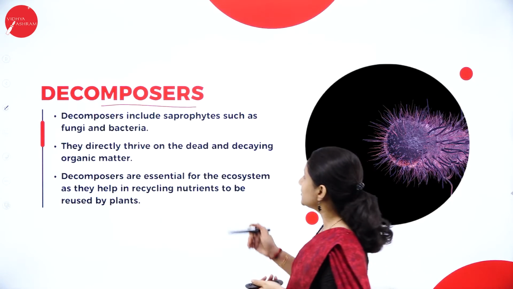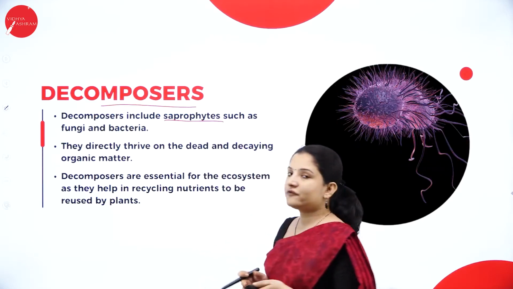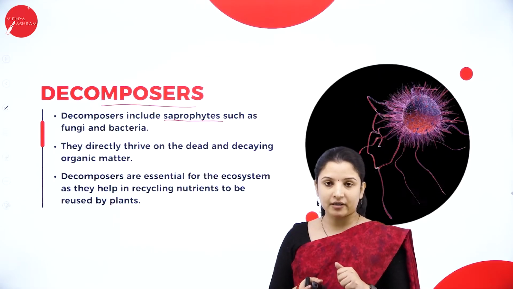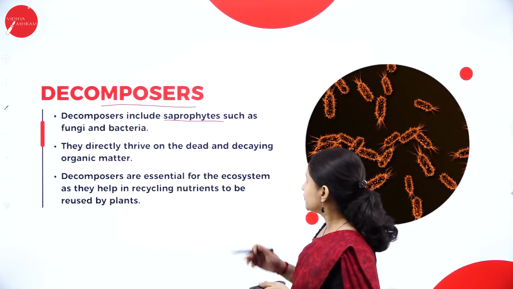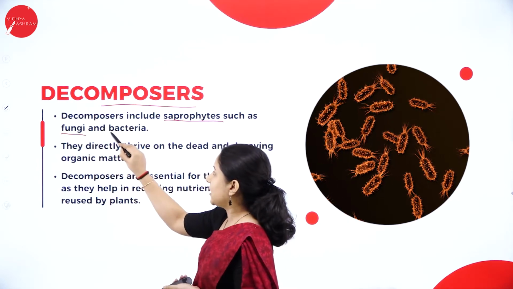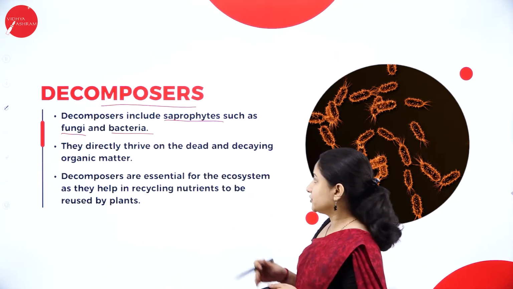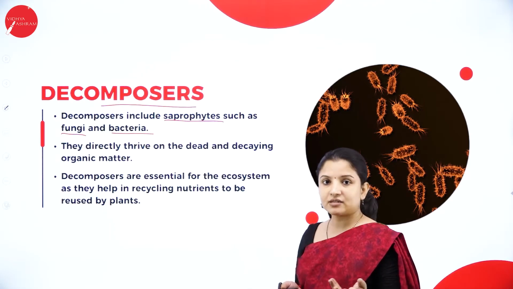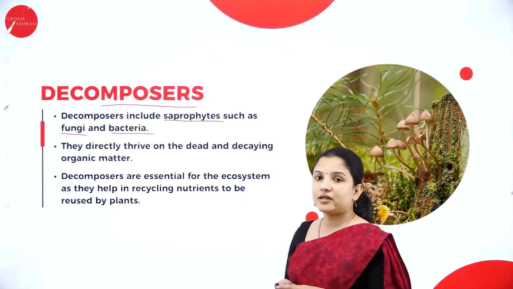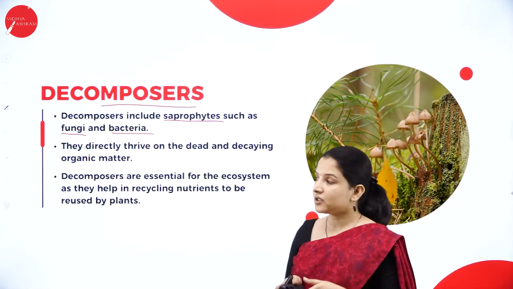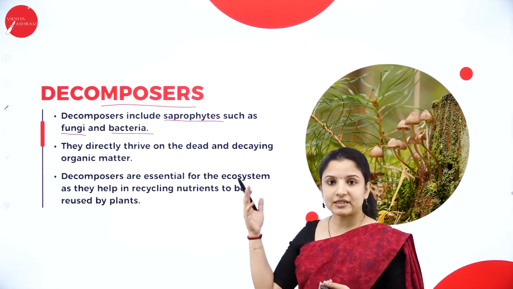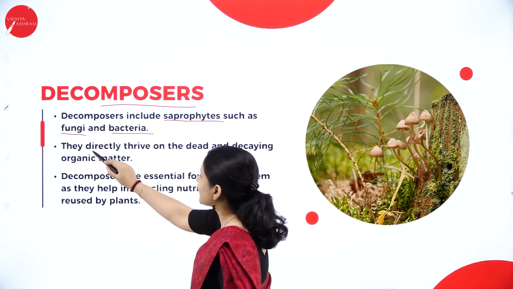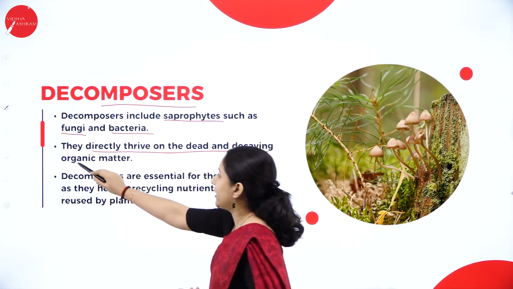So decomposers include the saprophytes. Saprophytes are the organisms which grow on dead and decaying organic matter, helping to decompose it. They are the fungi and the bacteria. So among fungi, we have the mushroom, one of the best decomposers, and various other fungi also, and also bacteria. These are the microorganisms that help in decomposition. So those organisms that help in decomposition are called saprophytes. And these saprophytes directly live on the dead and decaying organic matter.